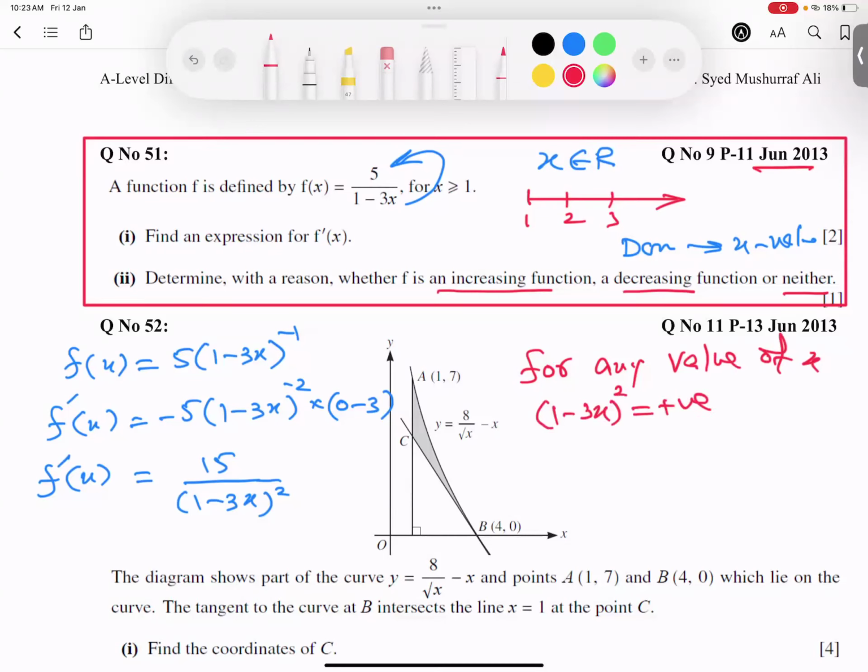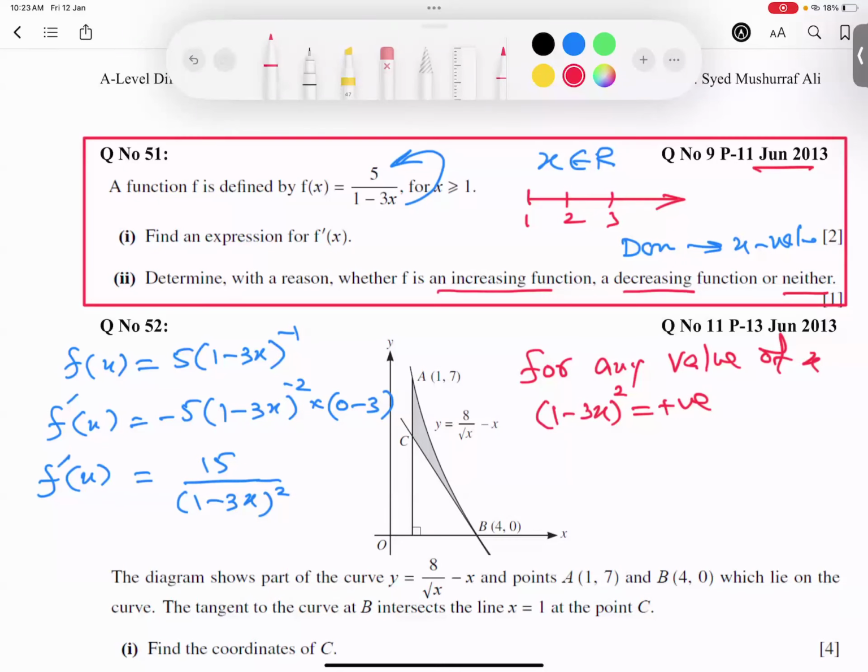You can even test it. For example, if I plug in 2 inside here, just a test. 1 minus 3 into 2 and power 2 on the top. So 1 minus 6, power 2 on the top, minus 5 power 2 on the top, will give you plus 25. Because the power 2 is making every negative value into a positive answer. So that is the major reason.